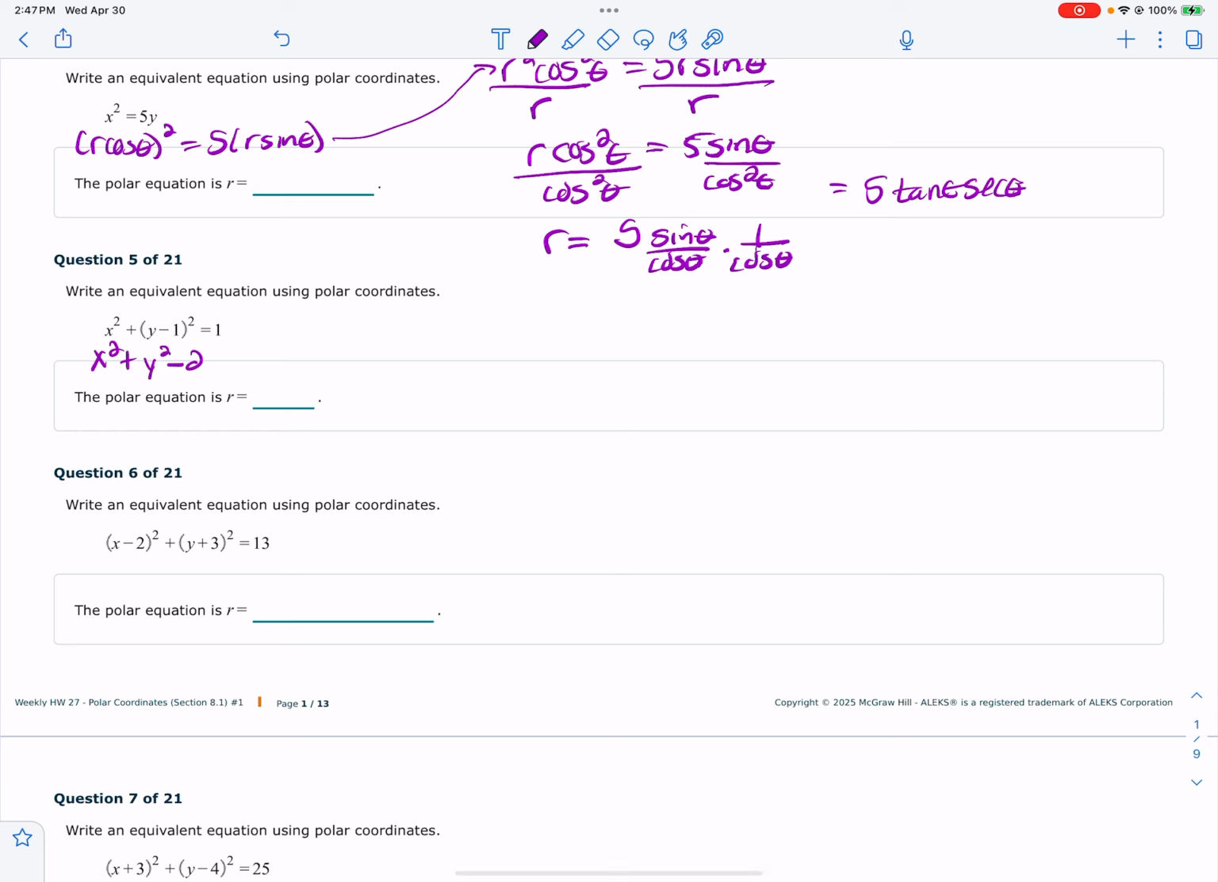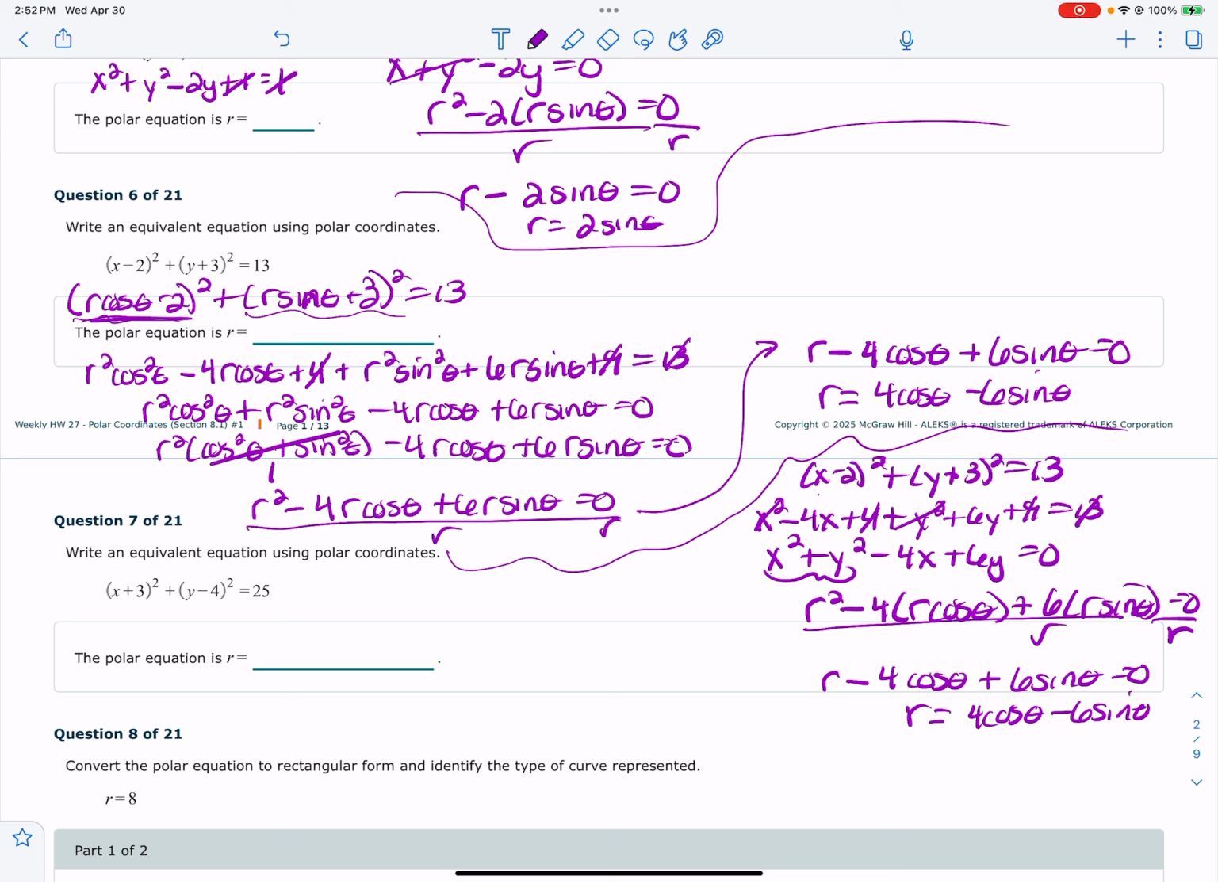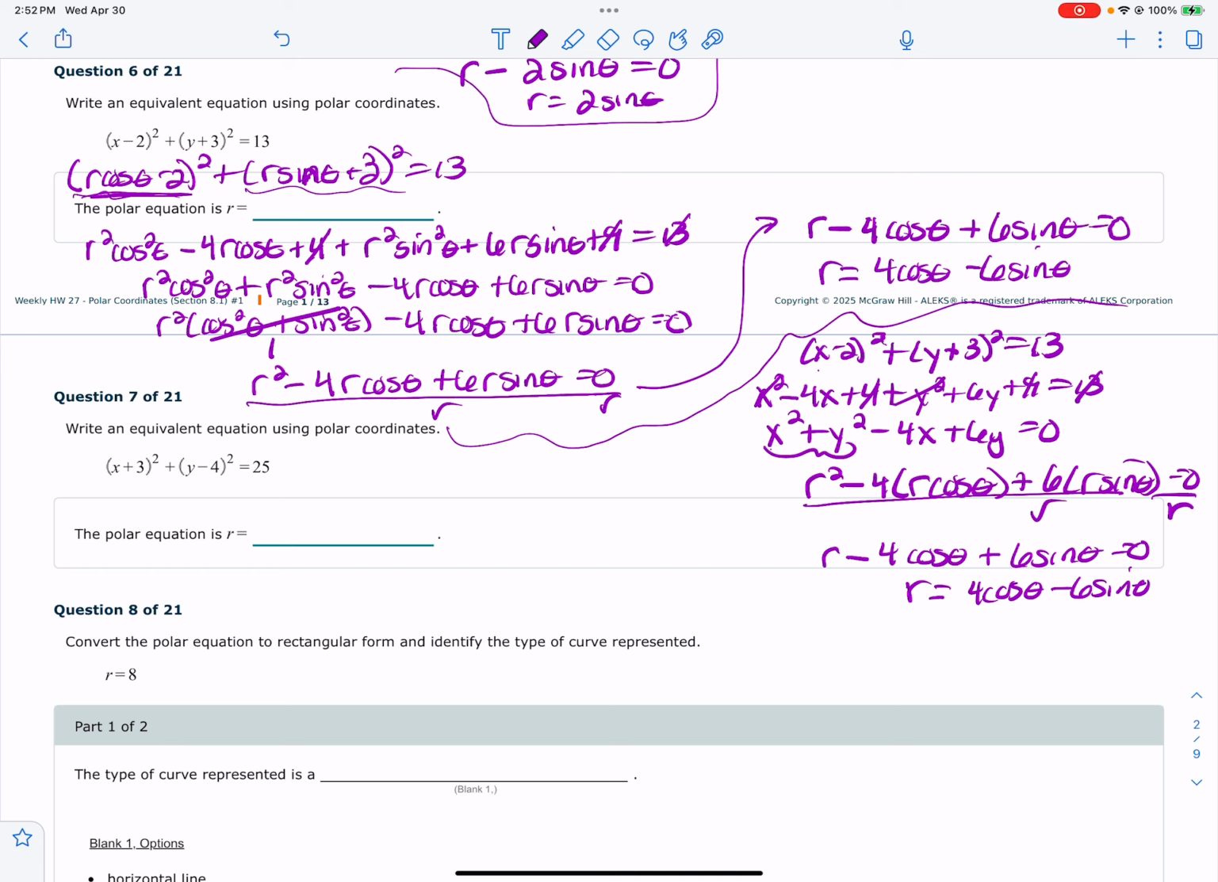So I don't know if it's necessarily easier, but it is a little bit shorter just because I don't have to write cosine squared, cosine, sine squared so many times. But either way will work. Okay, 7 you do the same way. So I don't really feel like I need to write that out. That would be 8 sine of theta minus 6 cosine theta.